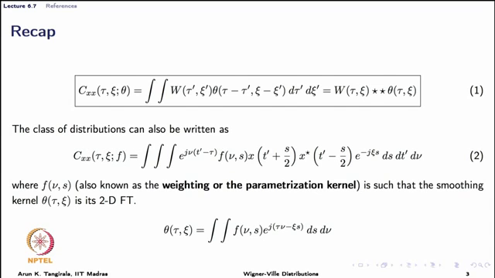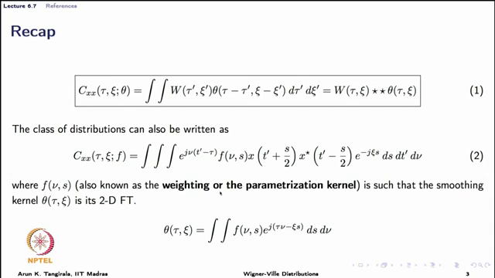Just to recap, the Cohen's class is either a convolution in the time frequency plane, as I have given in equation 1 here, or evaluating this generalized Wigner-Ville distribution with the help of this weighting or parameterization kernel f, and this f is a function of nu comma s. We said earlier nu is the Doppler and s is the shift or the delay, and in the next few slides we will talk about this nu s plane where we will introduce the ambiguity function.